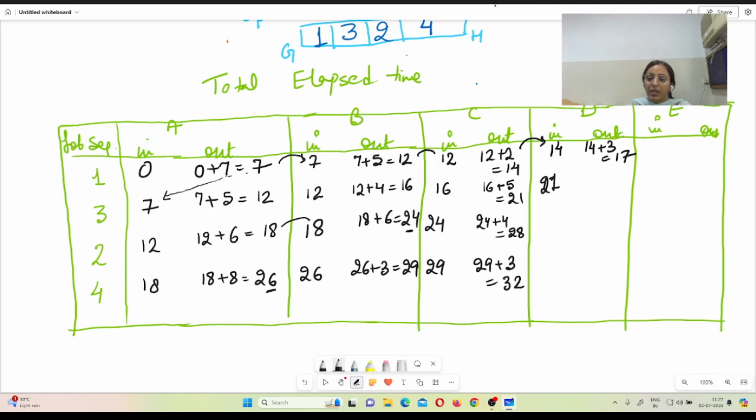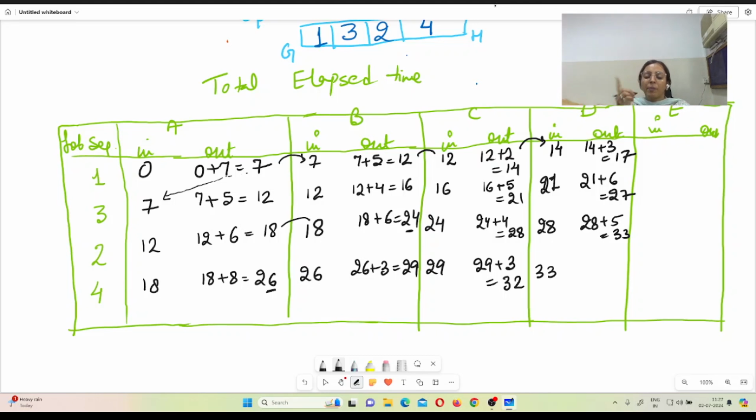It will be 21. The machine D has to wait, as job one has been done, but job 3 will be done by the machines A, B, C. Then only D will work, right? Now 21 plus 6 equals 27. Now this is 27 and 28, again 28 and the 5 hours. 28 plus 5 will be 33. Now this is 33 and 32. Now the machine C has to wait and we will take 33.